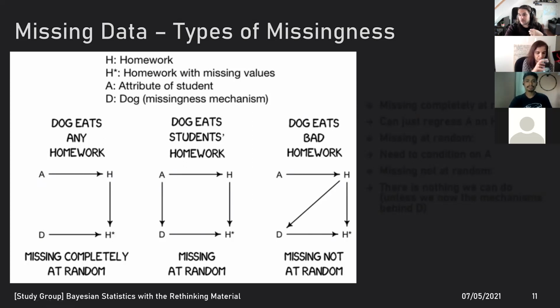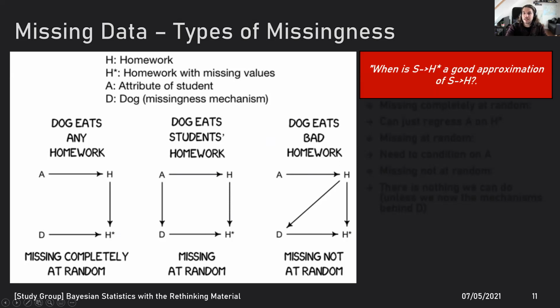And if it's been eaten by the dog, then it will be worth less, obviously. And this is the observed score for the homework. So if we run with this one and we just look at this graph over here, you can see right here, I already made that thing of S instead of A, because I was just so hell-bent on studying instead of attribute of the student.